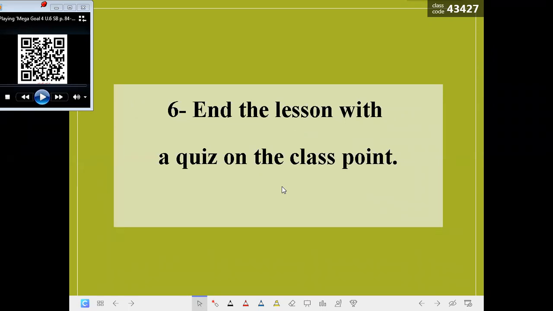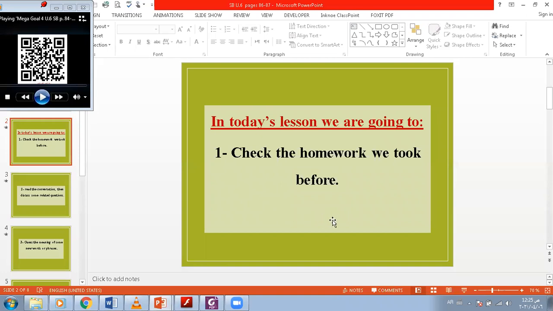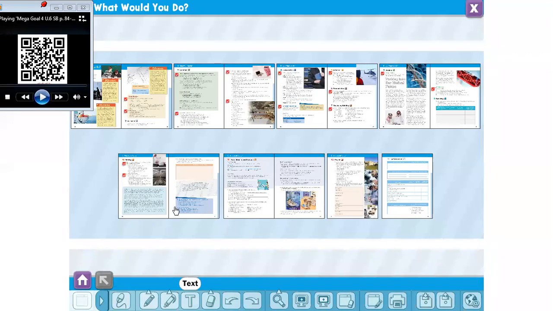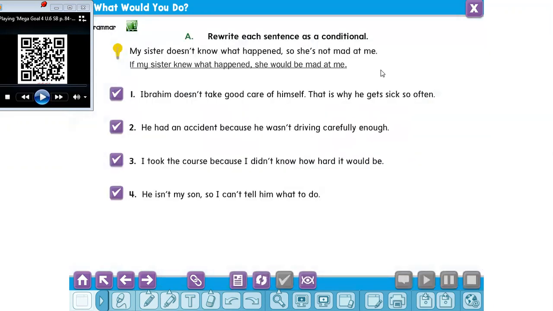Okay, now my dear students, let's go to the first part. It's about the homework I gave you before. So, my dear students, I want you to open your student book on page 84 and page 85 at first to check the homework I gave you before. Before, I explained some rules and I gave you at the end of the lesson some exercises and I told you to apply these rules. So let's start with exercise A on page 84.